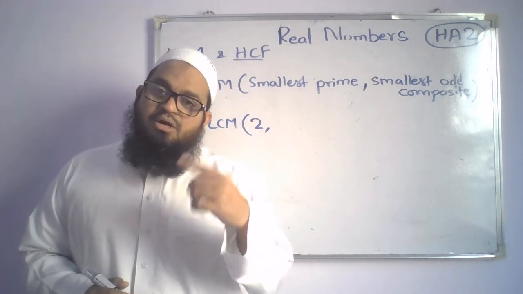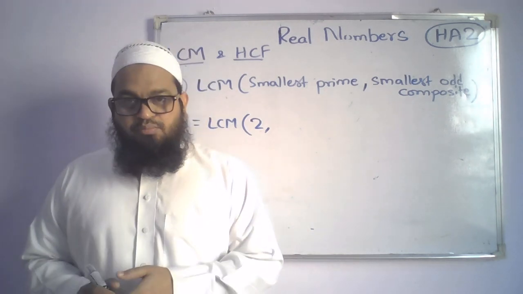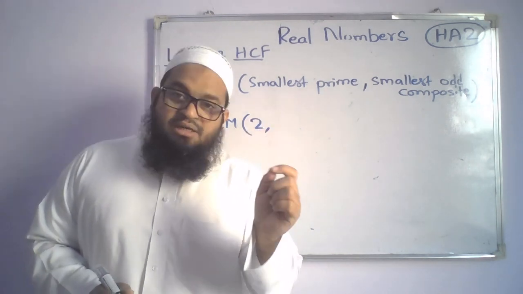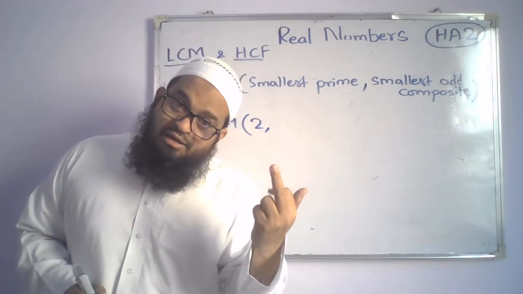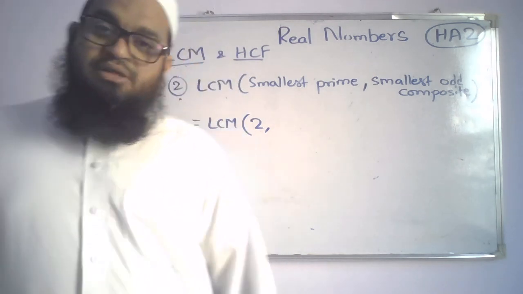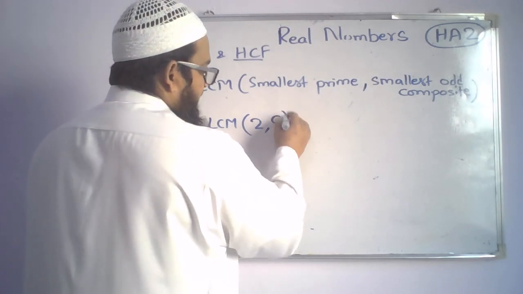8 is an even number. 9 is an odd number and also composite because it has factors 1 and 9, and also an additional factor, which is 3. So it is divisible by 3. Therefore, the smallest odd composite number is 9.